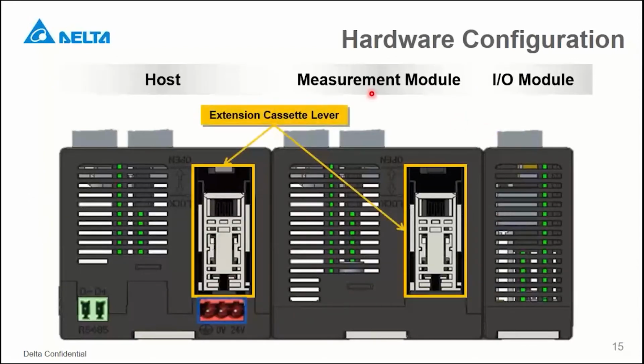And this is looking from the bottom side. You can see the host, the measurement modules, and all the sequence. We support RS-485 here, and also here's the DC power supply. And this is the reserved slot to install the cassette. You can insert it from this side to here.